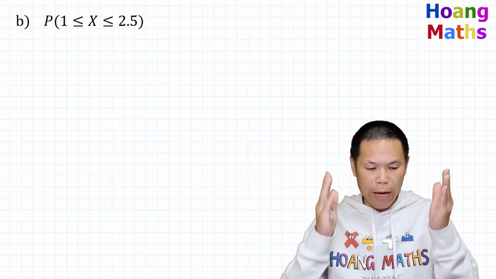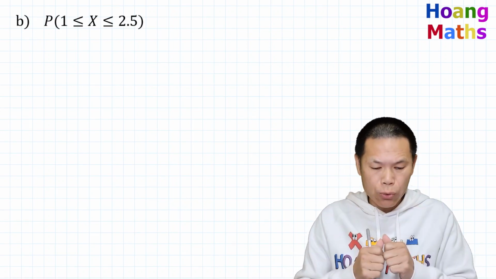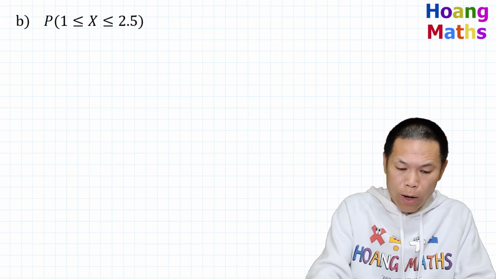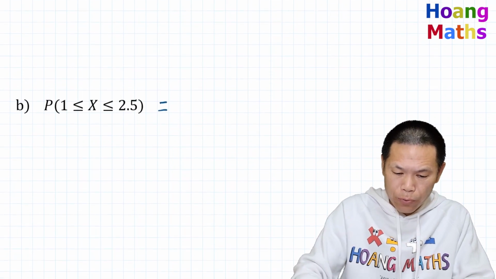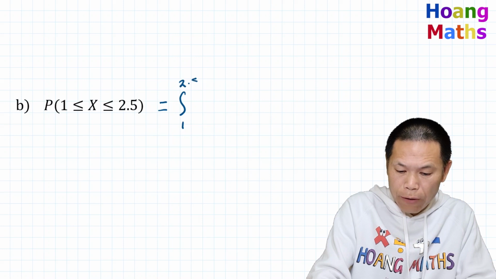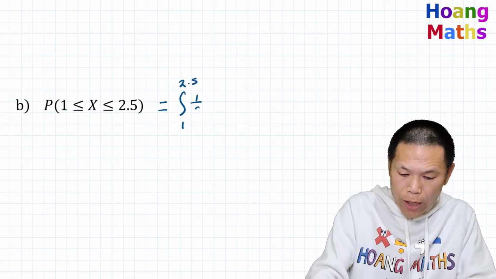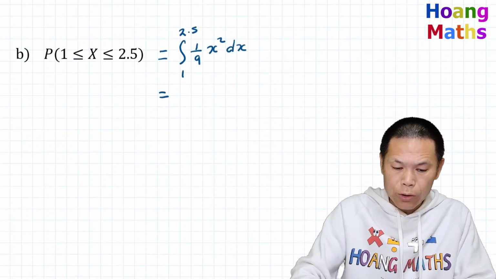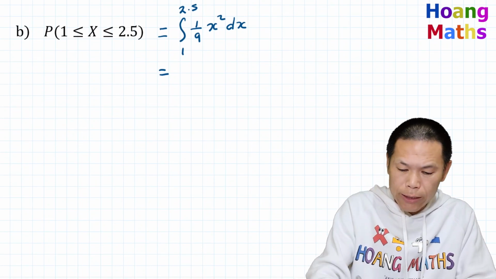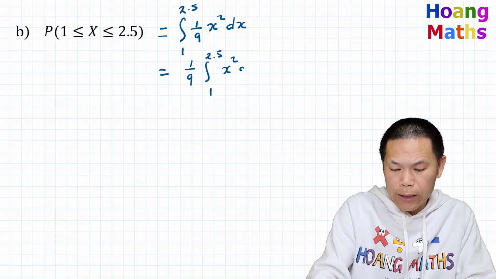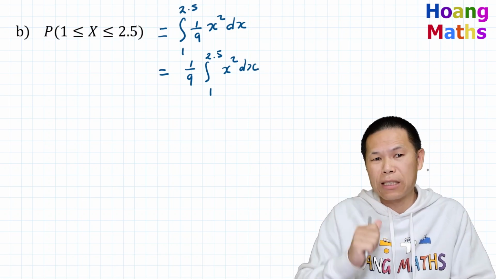Part B. We need to work out the probability from 1 to 2.5. That is the area of the function between 1 and 2.5. So we integrate from 1 to 2.5, and the function is 1 over 9 x squared dx. What I do is take the 1/9 out, which is easier: 1 over 9 integrate from 1 to 2.5 of x squared dx. I just take 1/9 out to make it simpler, that's all.